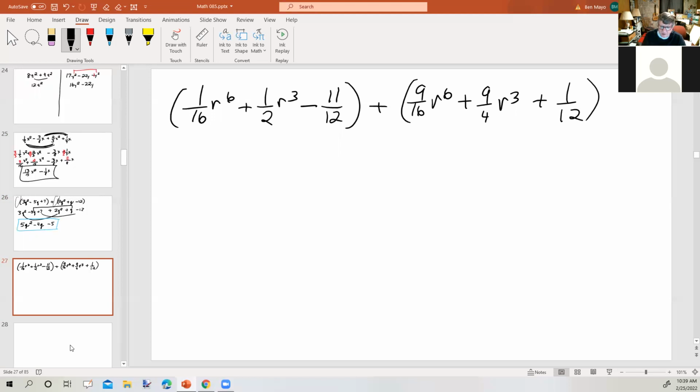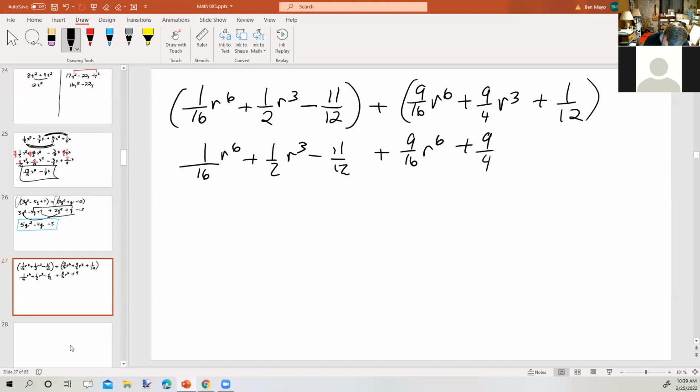So to get rid of the grouping symbol, again, if there's nothing in front of it or a plus sign in front of it, we can just rewrite it without the grouping symbol. Basically, we're distributing 1. So then let's see here, 9/16 r to the 6th, 9/4 r cubed plus 1/12.